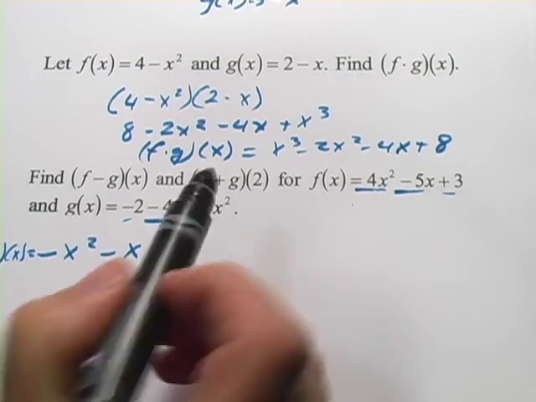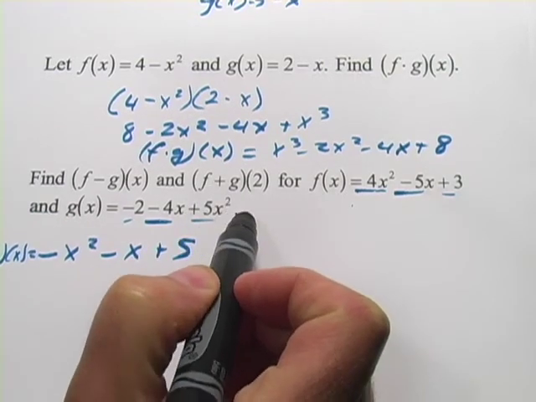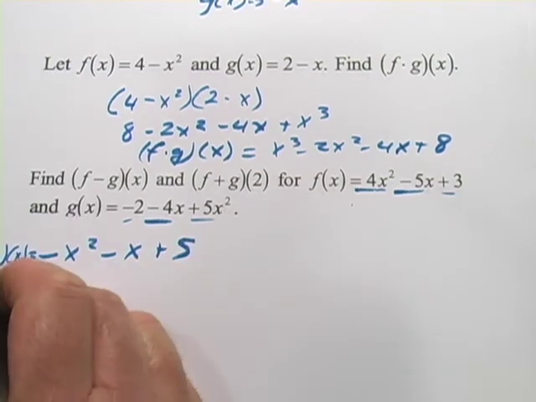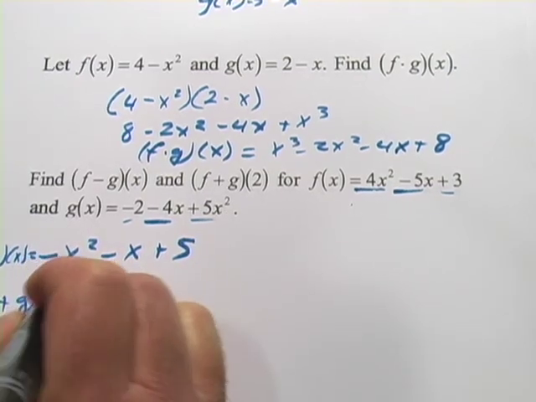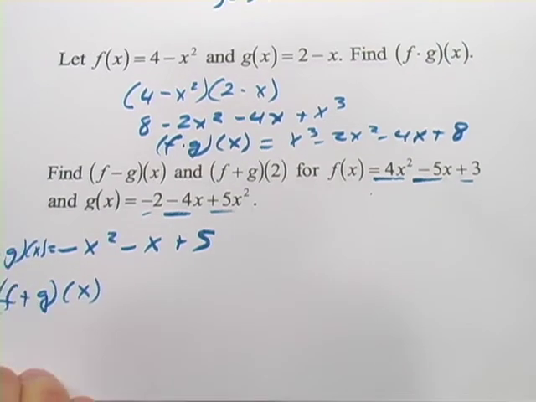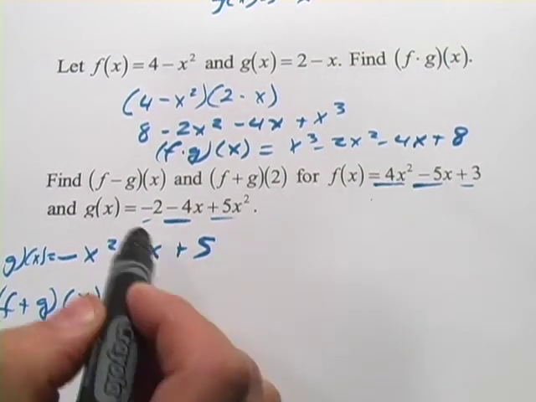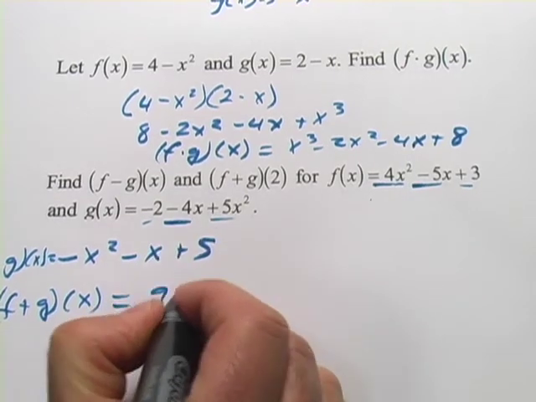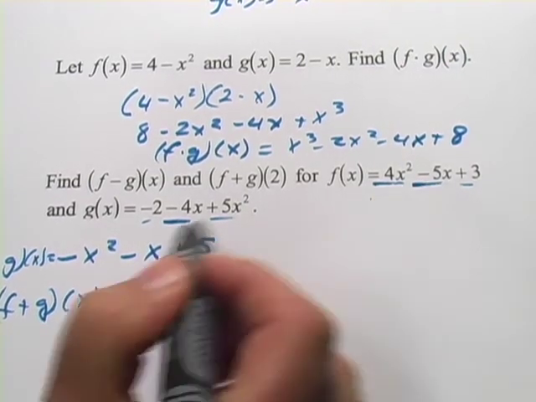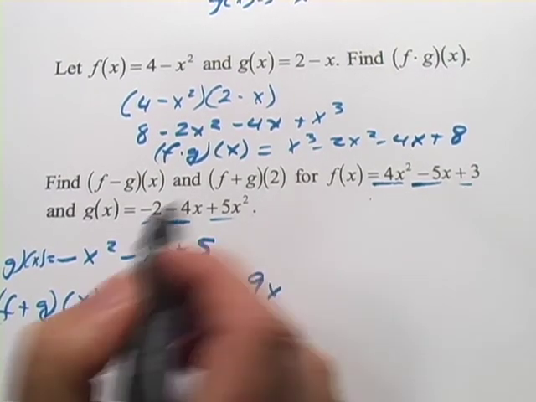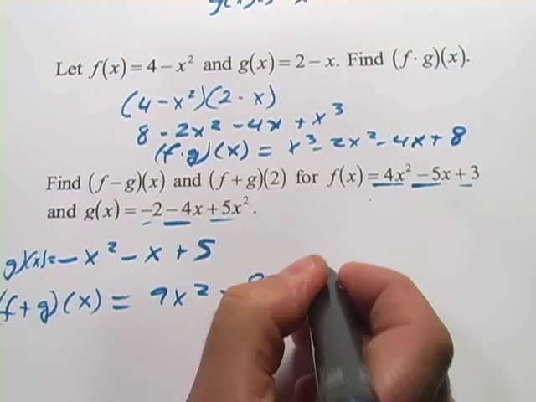All right, let's do the next one. It's f plus g of 2, and what I'd like to do first is just find f plus g of x. And then we'll plug in the 2 there. So f plus g of x. We're going to add here. So 4x squared plus 5x squared, that's 9x squared. Negative 5x plus a negative 4x, that's negative 9x. And 3 plus a negative 2, that's 1.